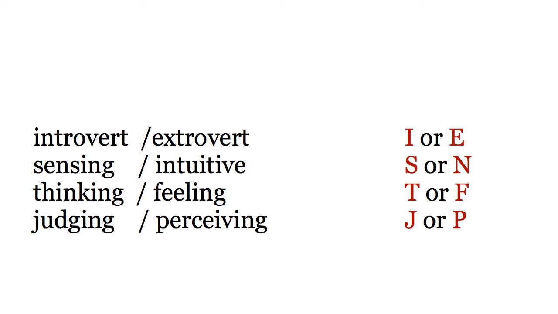Now you've chosen between extrovert and introvert, E and I. You've chosen between sensing and intuition, between S and N. Yes, N is short for intuition because we already have I for introvert. You've also chosen between thinking and feeling, between T and F, and between judging and perceiving, between J and P. Now you have your MBTI pattern.